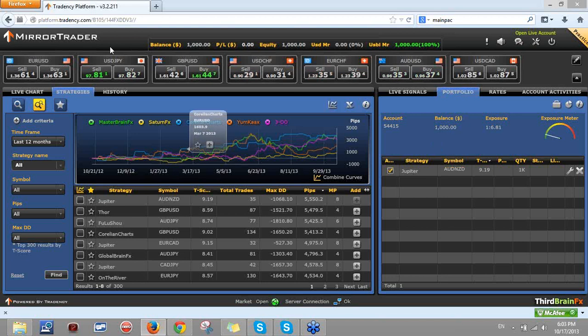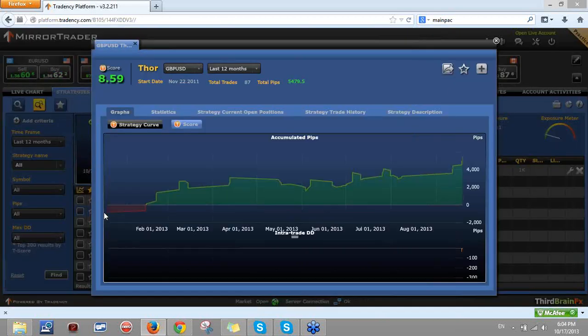Let's go back to the list with the strategies and see which could be the next one appropriate for our mid to long term goals. Let's have a look at the second one in the list, Thor, with currency couple GBPUSD. Again, very good amount of pips for the last 12 months, almost 5,500. The max DD is 1,500, which means that the max DD per month is just around 100. It's not too bad. Let's have a look at the statistic and the strategy trade history again.